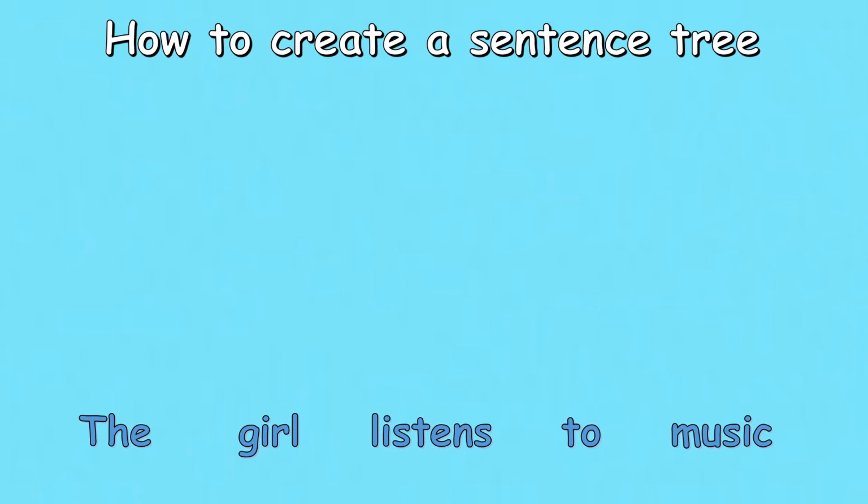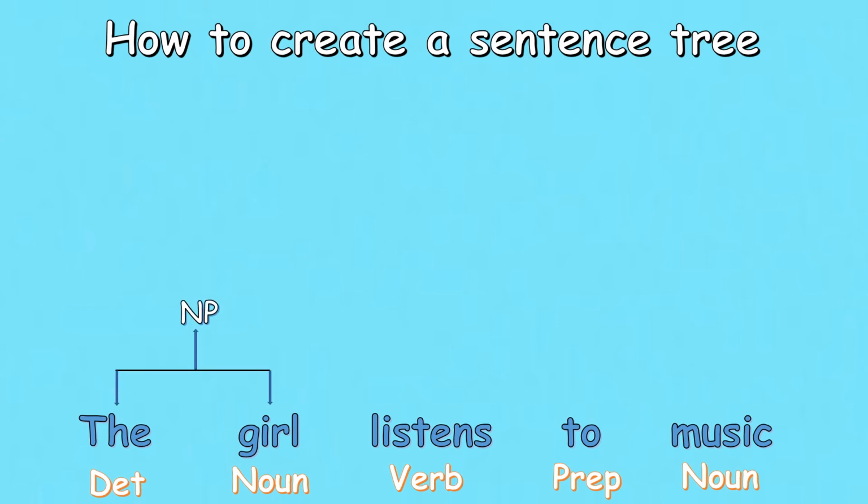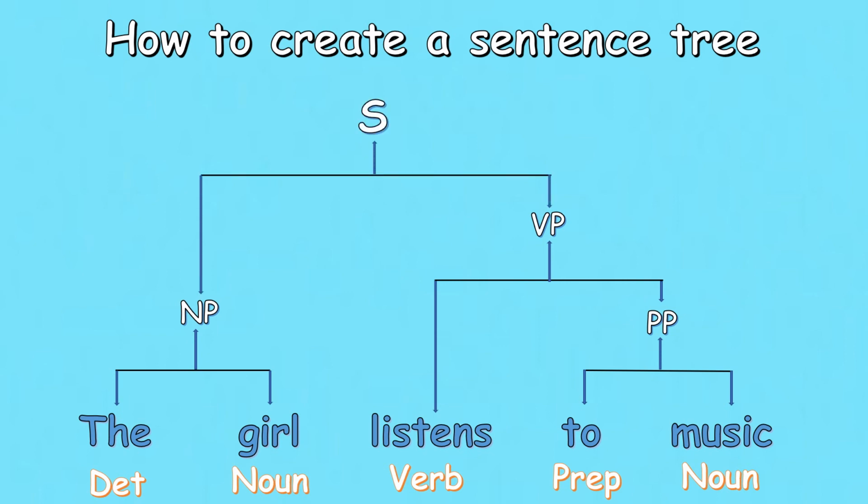The girl listens to music. The is the determiner, girl is the noun, listens is the verb, to is the preposition, and music is the noun. The girl is the noun phrase, and to music is the prepositional phrase. It constitutes the verbal phrase. And finally, we have a sentence.